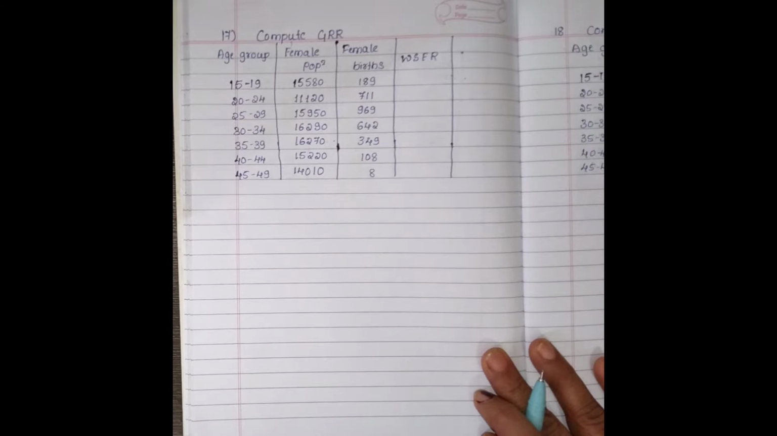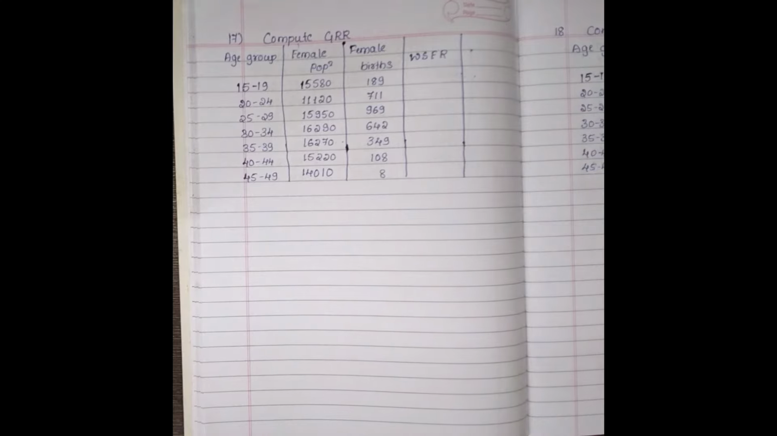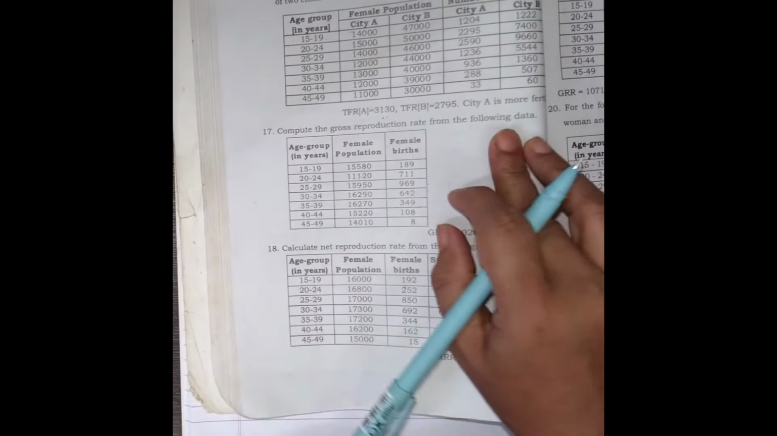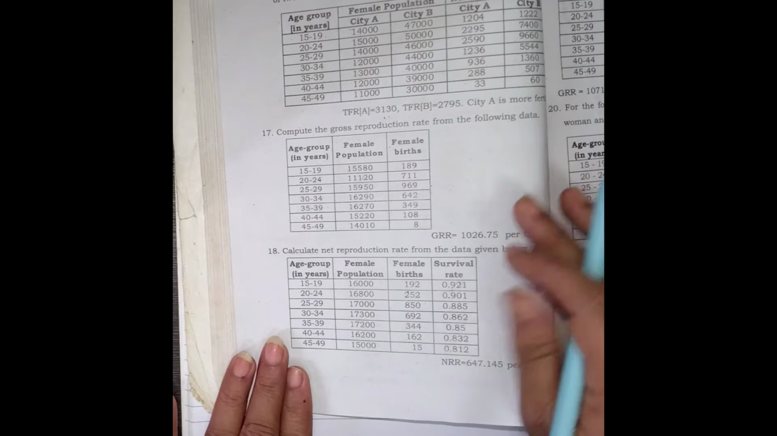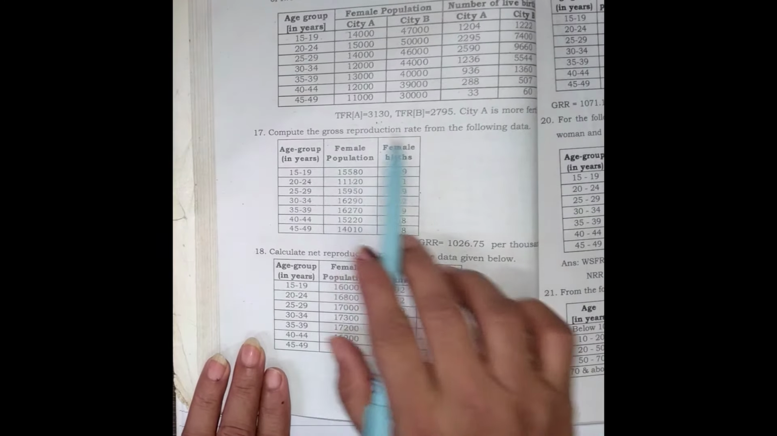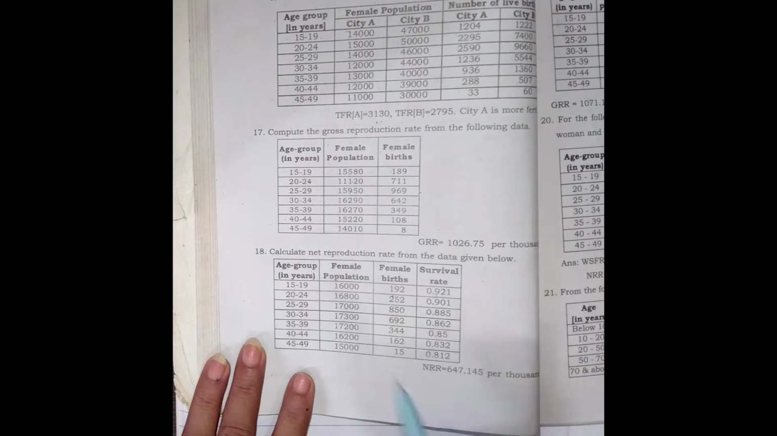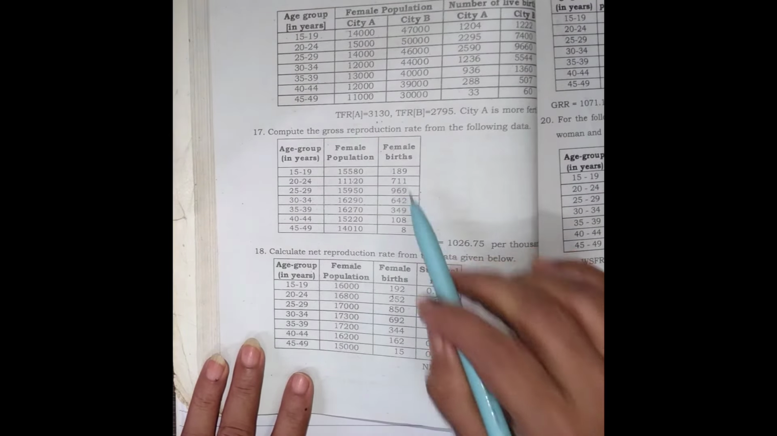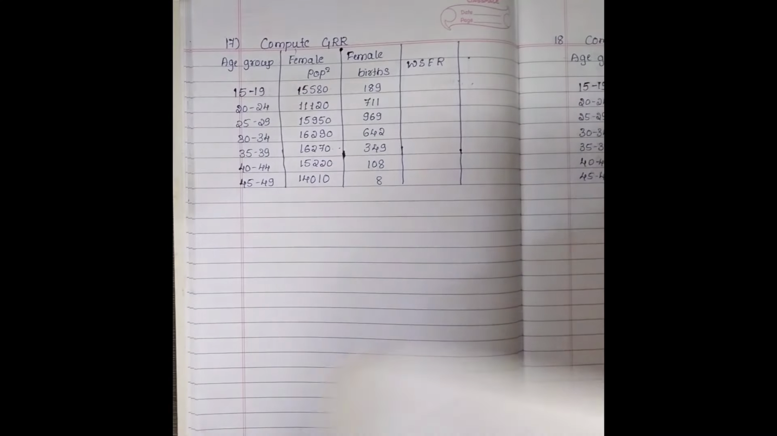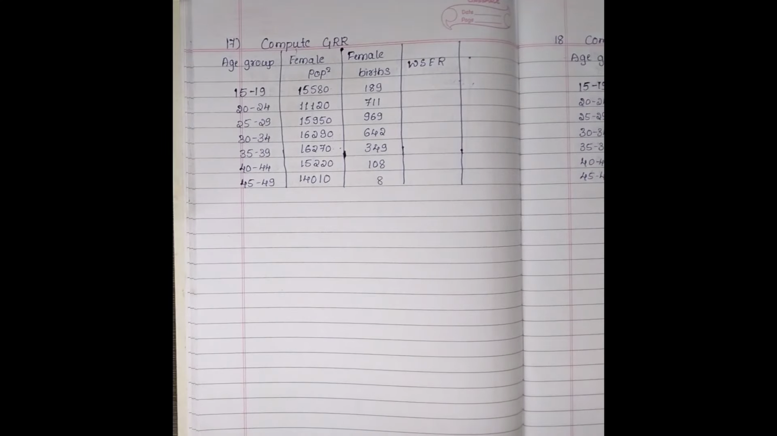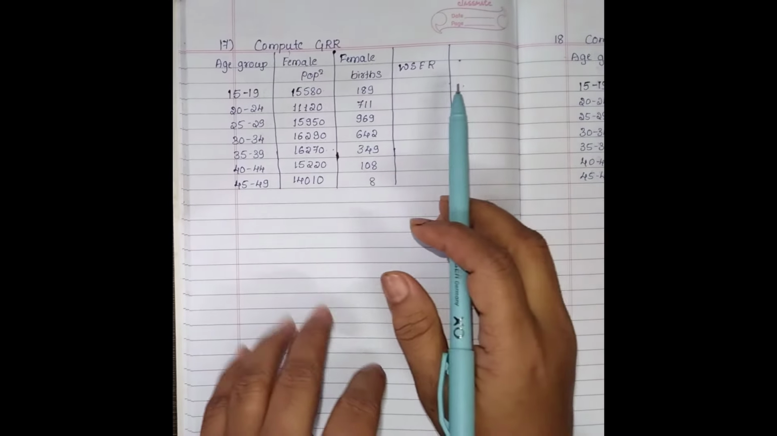In this video, the next continuation of that, the 17th exercise sum, is a GRR problem. GRR means the gross reproduction rate. Just up to this is completed, and from here I start the calculation and show you how to do it. The 17th, 18th, 19th, 20th. Then compute GRR: compute GRR for the following data.